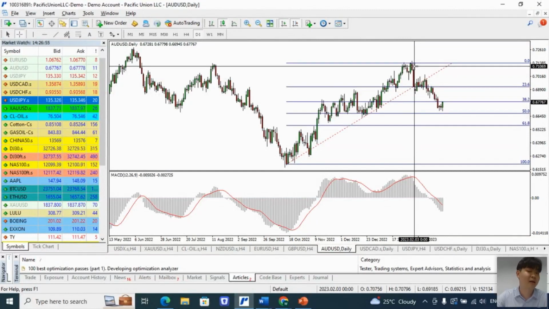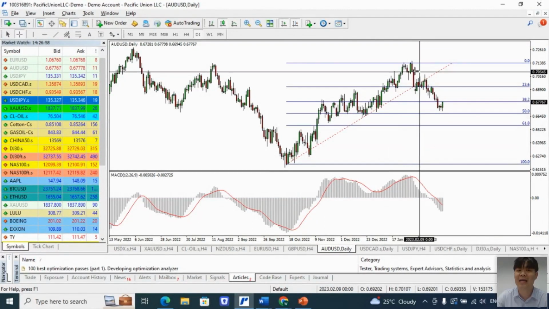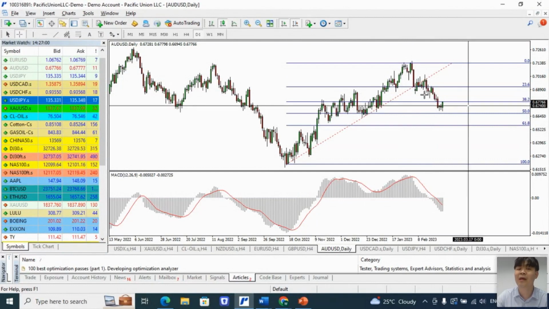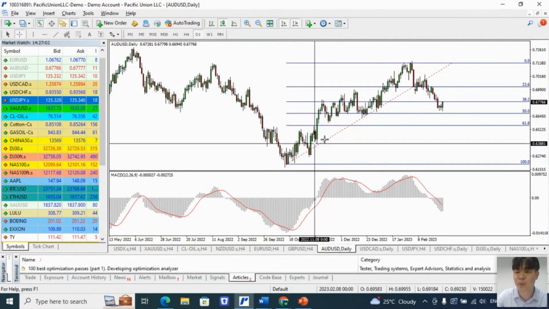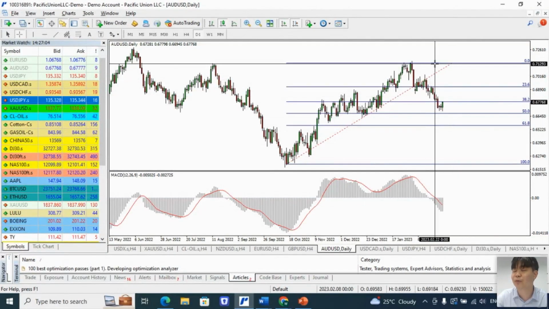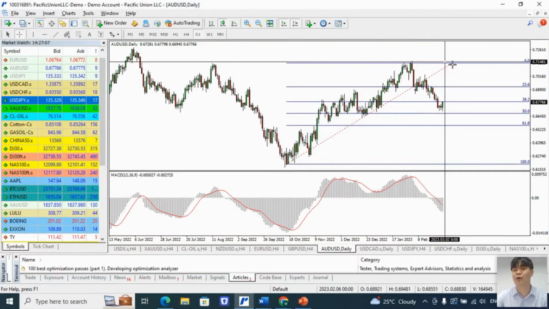We need to make sure there is a 25 to 30% retracement. Retracement means the overall trend is bullish, right? And then it drops back 25 to 30%. This is what we call retracement, a drop back from the overall trend, for the long-term trend.